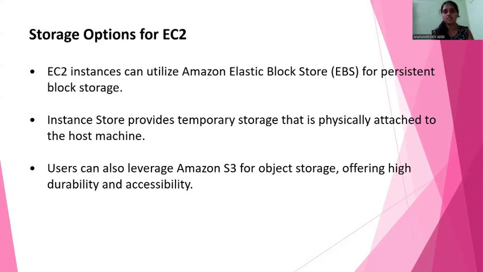The second one is the instance store. That is the temporary storage that is directly attached to the machine. This is known as the instance store. And the third one is Amazon S3. That is the object storage for large data sets. By providing this Amazon S3 for the large data sets, it will offer durability and also easy access.